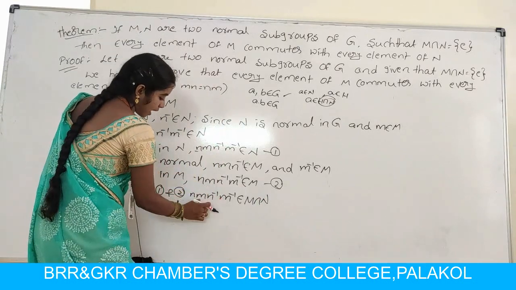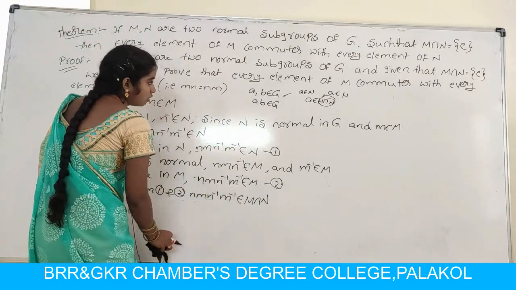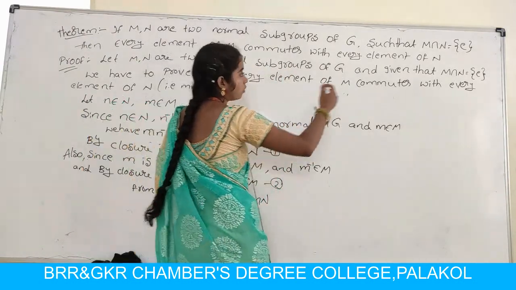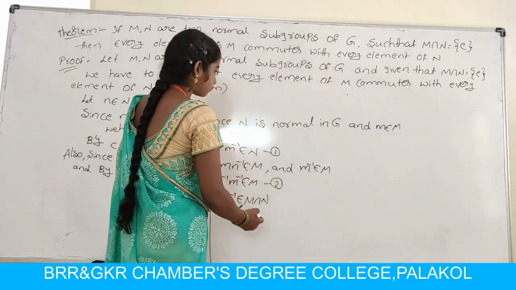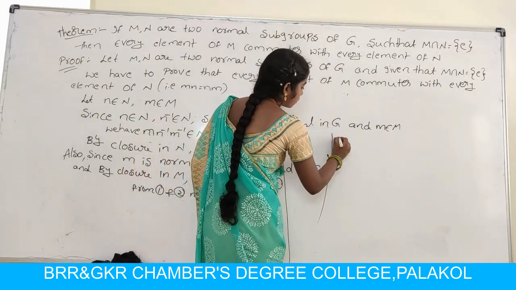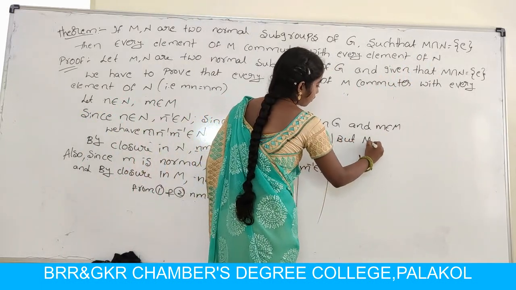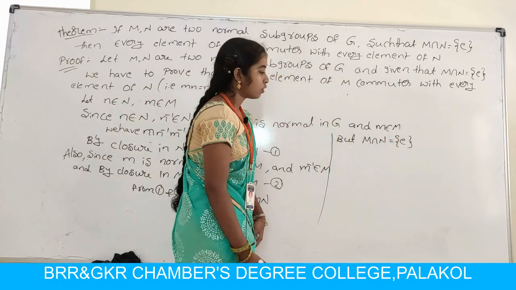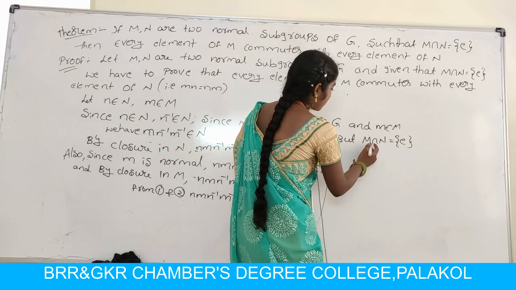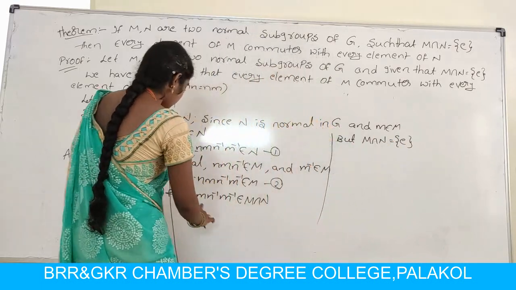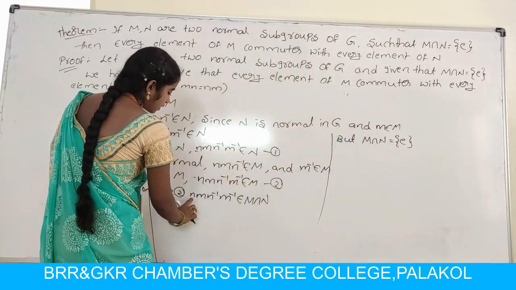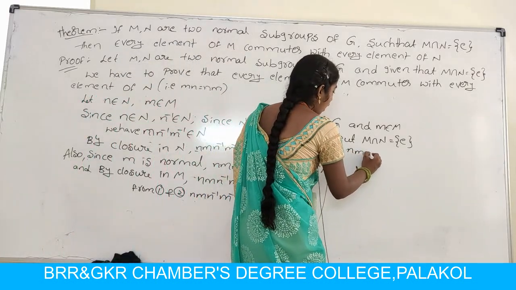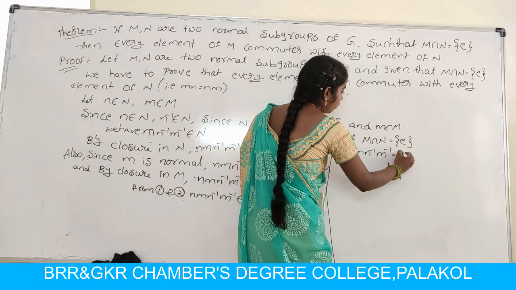So the common element is n inverse M inverse. But already given that M intersection N equals the singleton E. So the singleton E, so M intersection N can be written as n inverse M inverse. So n inverse M inverse equals E.